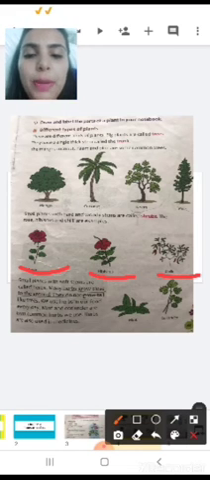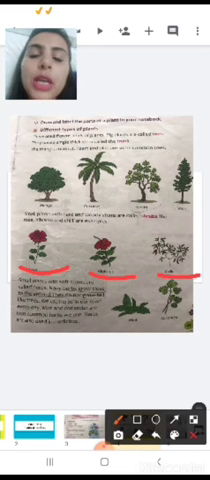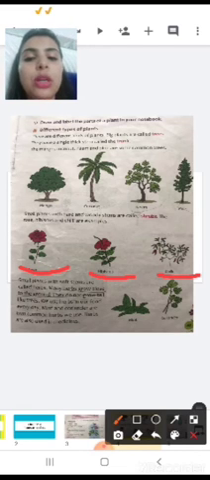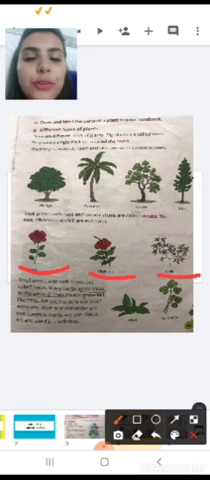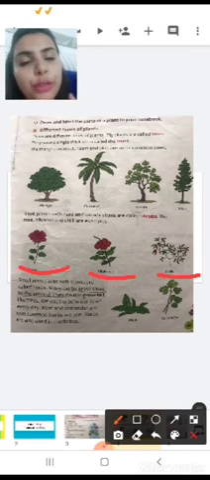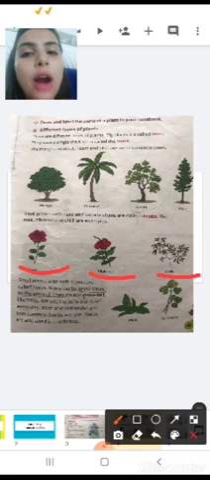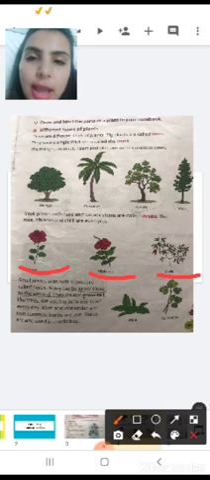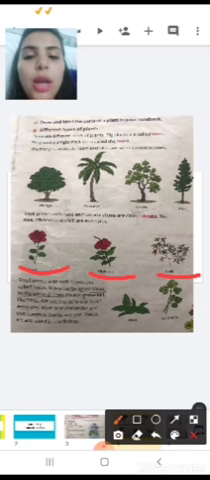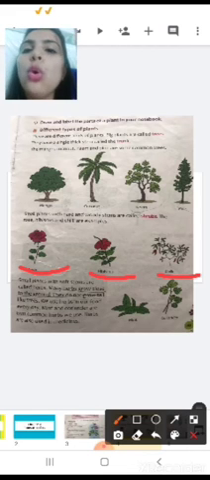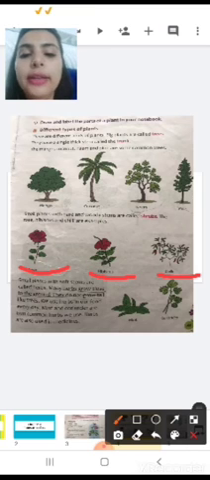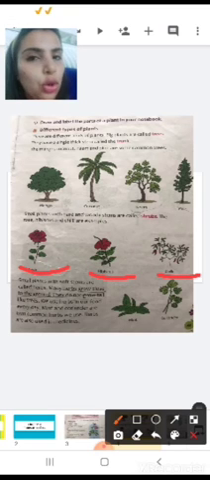Now see, small plants with soft stems are called herbs. Small plants with hard and woody stems are called shrubs, and those plants which have soft stems are called herbs. Many herbs grow close to the ground. They cannot grow up much from the ground, and they do not grow tall like the trees.